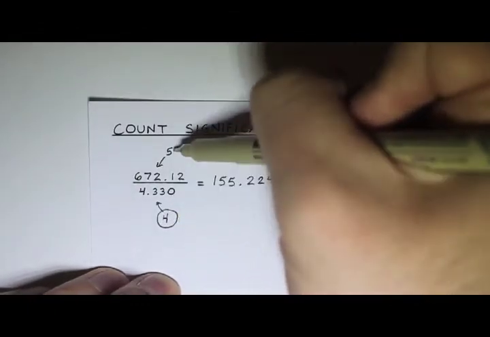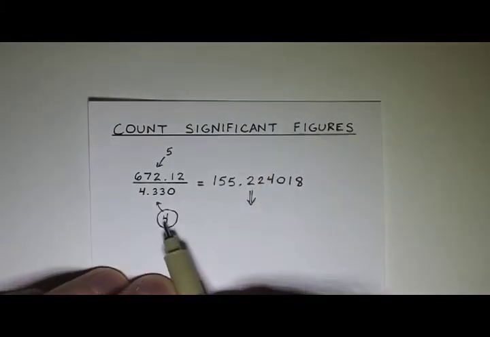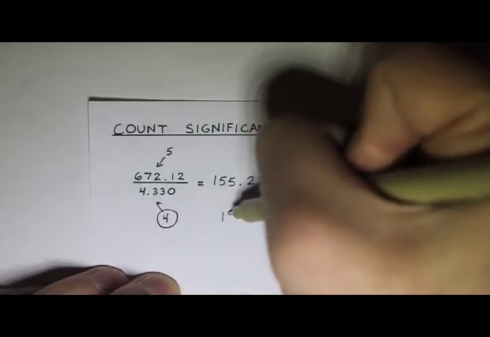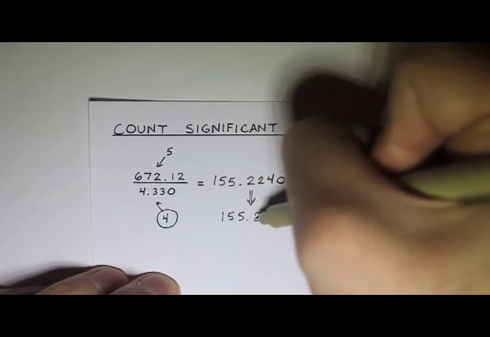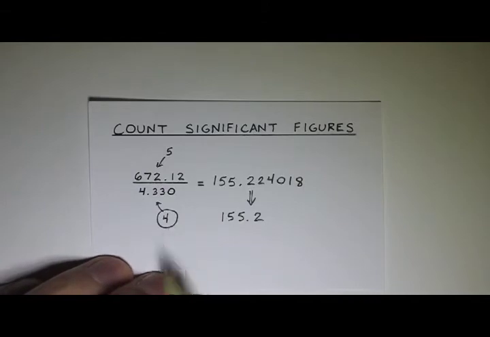4 is smaller than 5. So I want to make sure this has 4 significant figures. So I round it to 155.2. Now it has 4 significant figures. That's the limiting value. Let's look at another example.